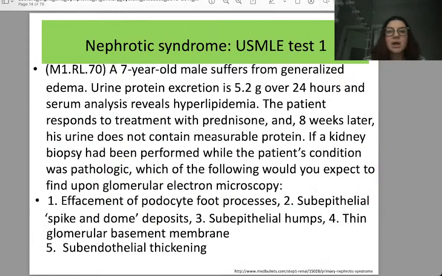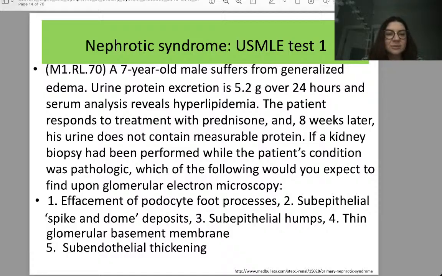complications. And I have for you a USMLE test about nephrotic syndrome. As usual, it's for your individual work, for your self-control. A 7-year-old male suffers from generalized edema. Urine protein excretion is 5.2 grams per 24 hours, and serum analysis reveals hyperlipidemia. The patient responds to treatment with prednisone, and 8 weeks later his urine does not contain measurable protein. If a kidney biopsy had been performed while the patient's condition was pathologic, which of the following would you expect to find upon glomerular electron microscopy?